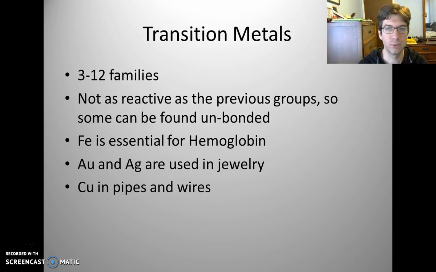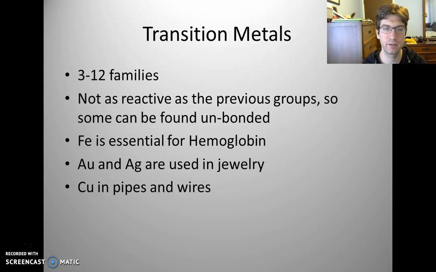Our next group is families 3 through 12. If you look at your periodic table, this is kind of that indented from above section there. These are your transition metals. They are going to vary in their reactivity, but generally, the further left they are, like in group 3, they are going to be more reactive than in group 12. These do have varying different properties and uses.